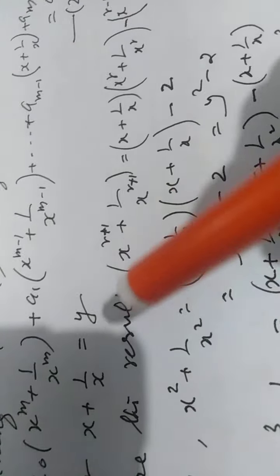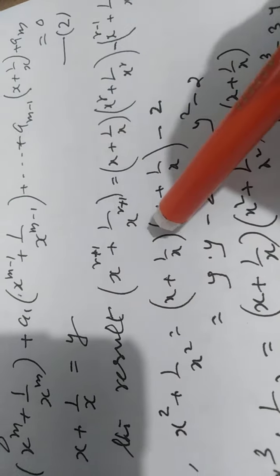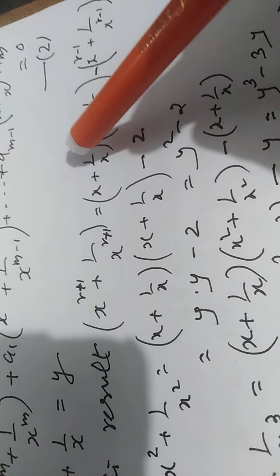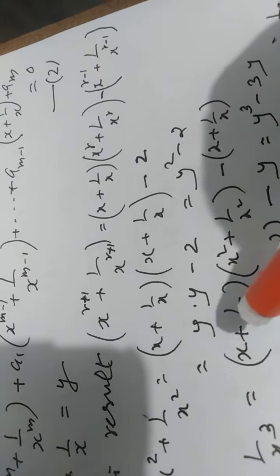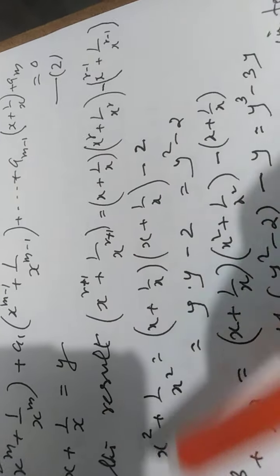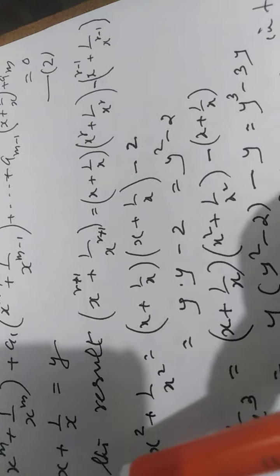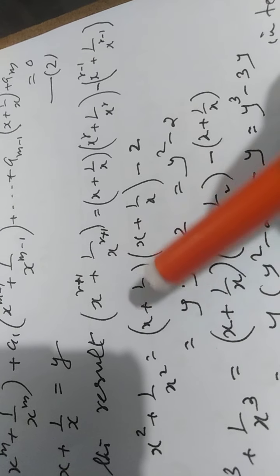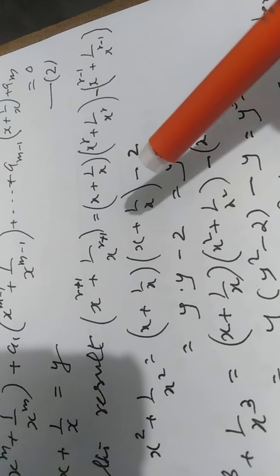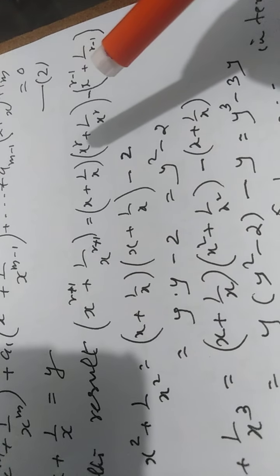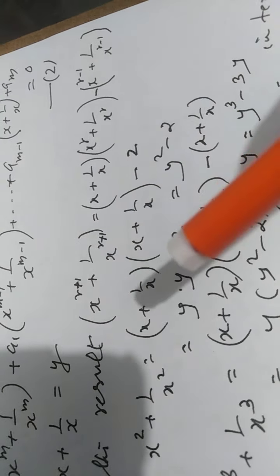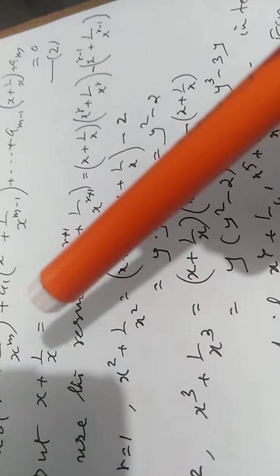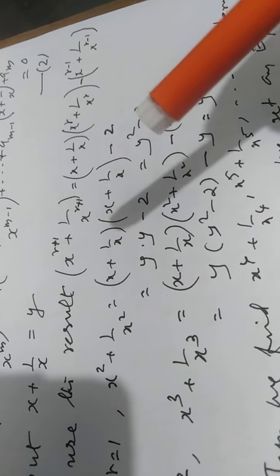We have the result x raised to r plus 1 plus 1 by x raised to r plus 1 equals x plus 1 by x into x raised to r plus 1 by x raised to r, minus x raised to r minus 1 plus 1 by x raised to r minus 1. Put r equal to 1. It is x square plus 1 by x square equal to x plus 1 by x into x plus 1 by x, minus x raised to 0 plus 1 by x raised to 0, that is 1 plus 1, 2. So it is y into y minus 2, that is y square minus 2. When we substitute y for x plus 1 by x, then x square plus 1 by x square will be y square minus 2.